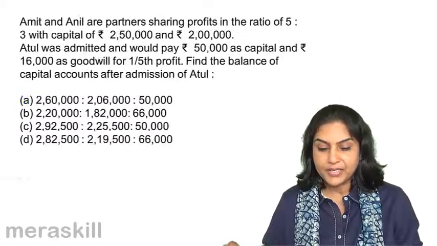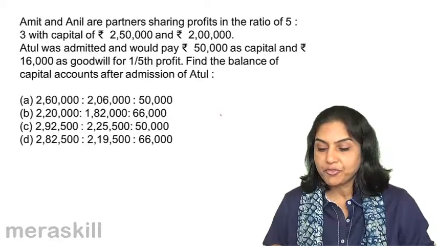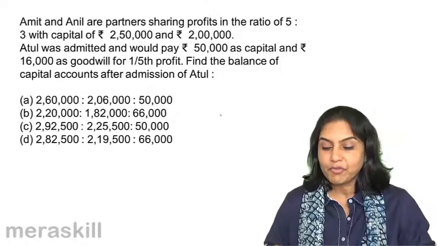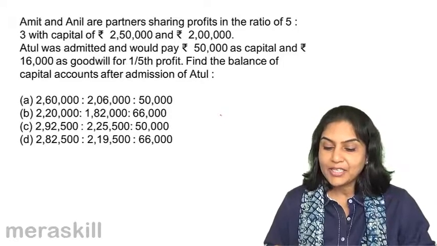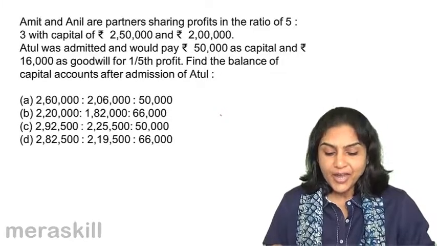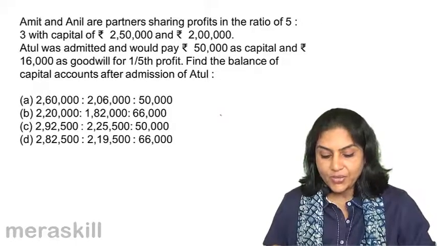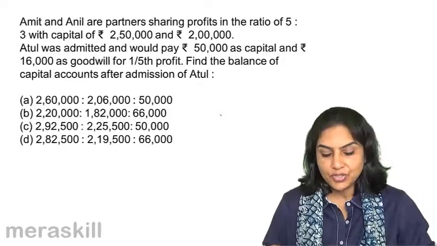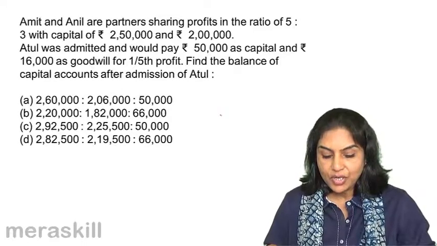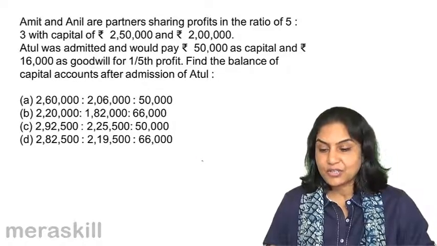Next. Amit and Anil are partners sharing profits in the ratio 5:3 with capital of 2,50,000 and 2 lakh. Atul is admitted. He pays 50,000 as capital and 16,000 as goodwill for 1/5 profit. Find the balance of capital accounts after admission of Atul. What are our options? A, 2,60,000, 2,06,000 and 50,000. Or B, 2,20,000, 1,82,000 and 66,000. Option C, 2,92,500, 2,25,500 and 50,000. And D, 2,82,500, 2,19,500 and 66,000.